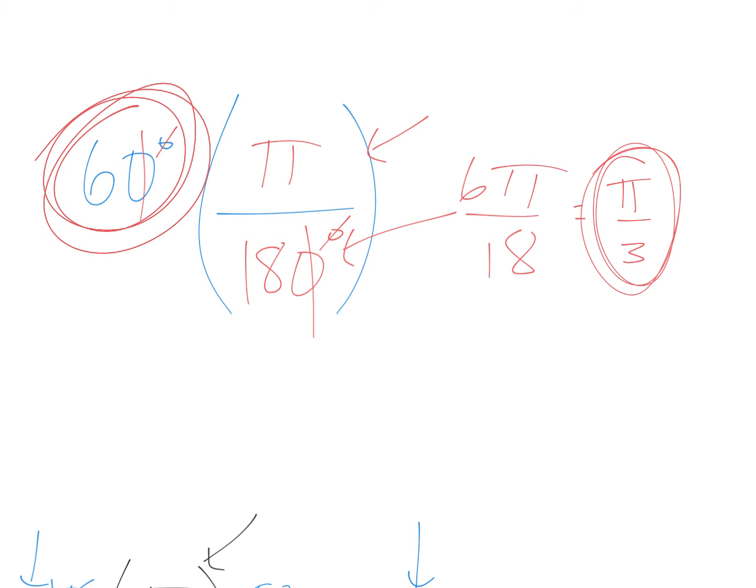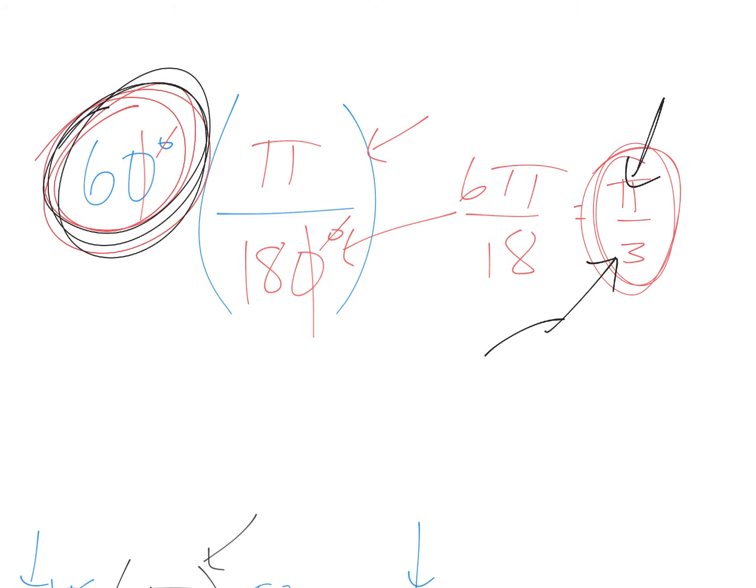Now I'd like you to think this through. Since 180 is pi, here's how you can check that you're right. 180 divided by 3 is 60. See how that works? Pi is like 180. 180 divided by 3 makes 60. Yay, I did it right. Okay, I'm going to give you another one.